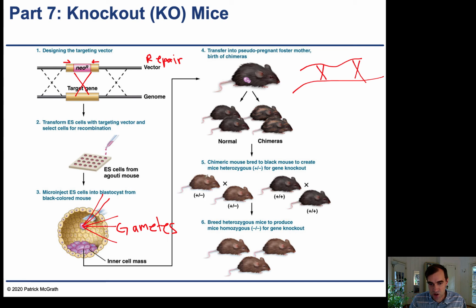And as a result, you'll have fully tan mice because they're now no longer chimeric. So these mice are no longer chimeric. And if you interbreed them again, you can get a homozygous mouse for your knockout.